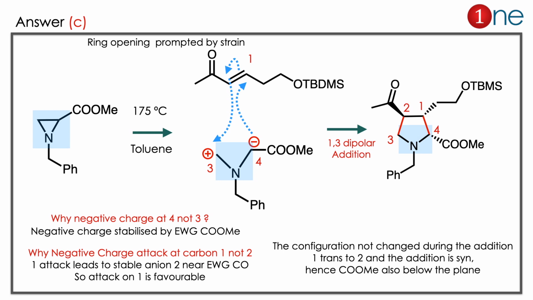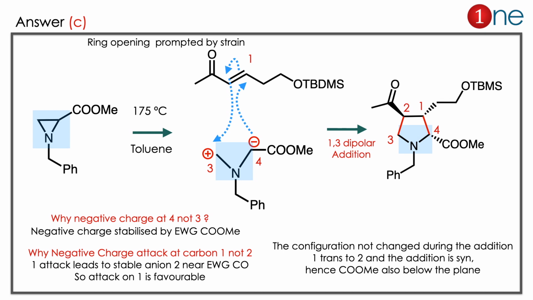Then the attack can be on 1 and 2. Why is the attack happening on 1? Again the same thing, the negative charge is stabilized if the attack is happening on 1. That's why the reaction is regioselective. So here many factors are involved in a single question. By looking at it, it's very simple, but thinking wise it is very different.